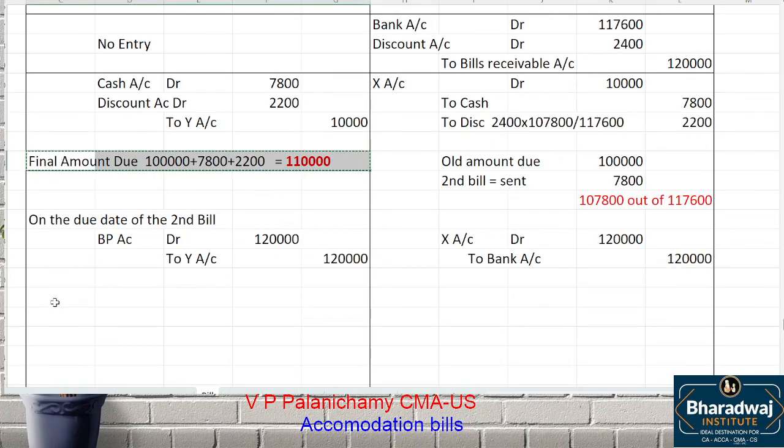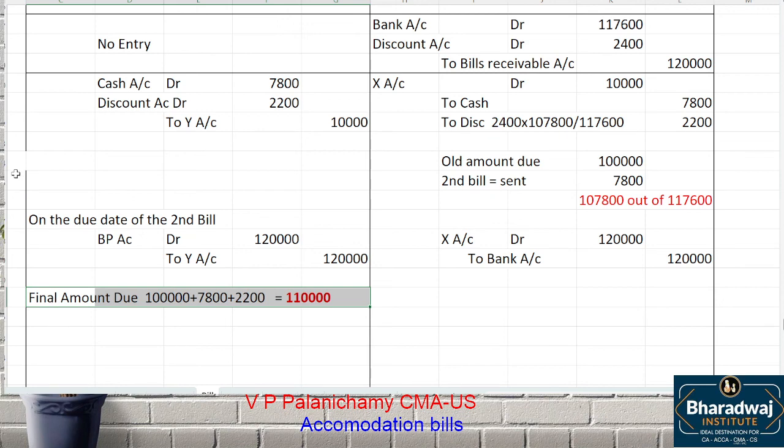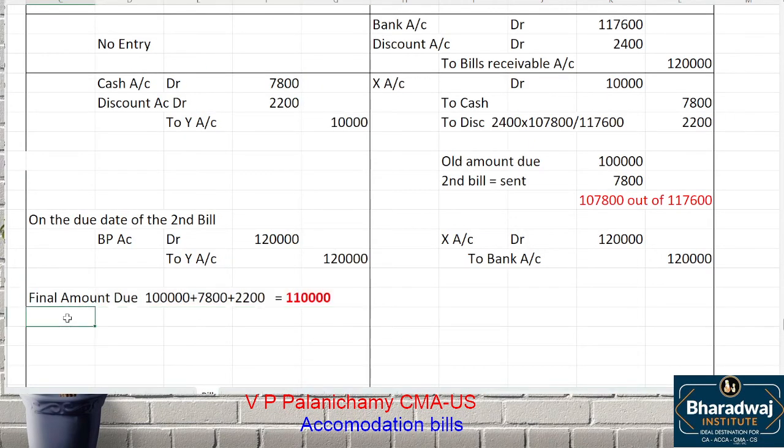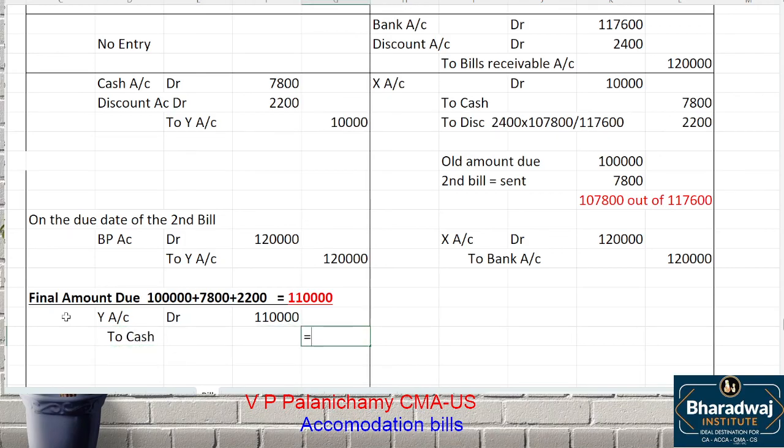In the final amount due, we are able to pay only a part amount. How much was paid? 40 paise in a rupee was recovered. So let us pass the entry, debit the receiver, Y account debit. 1,10,000 should have been received, but we are able to pay only 40 paise in a rupee. Balance becomes what?